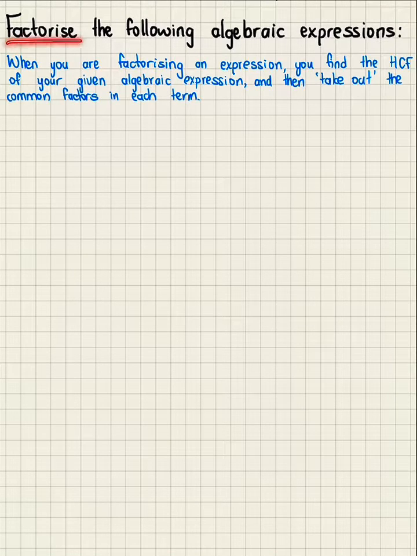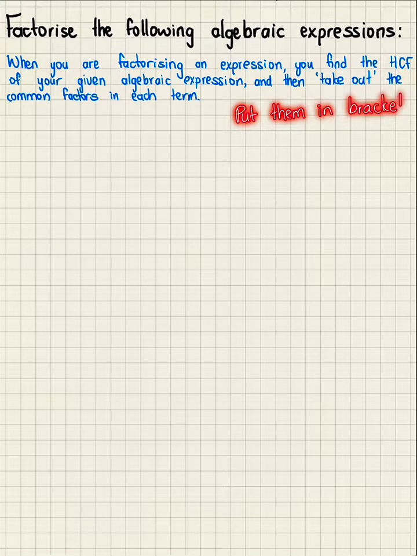When you're factorizing an algebraic expression, you find the HCF of your given expression, and then you take out common factors in each term. What that basically means is that you're going to have your answer written in brackets, okay? You remember in our first lesson, we did a few exercises on HCF. So now let's apply that.